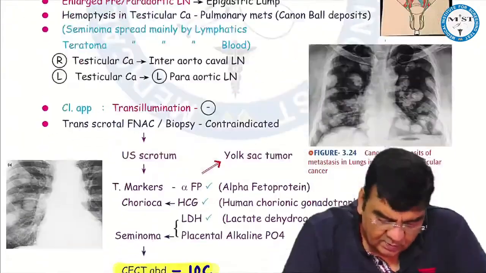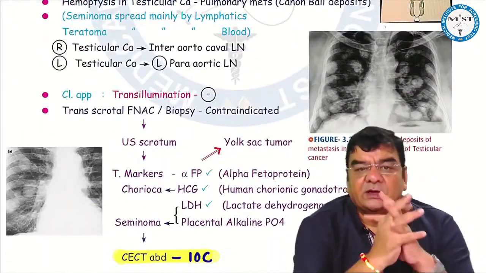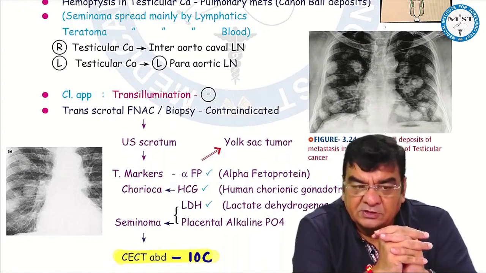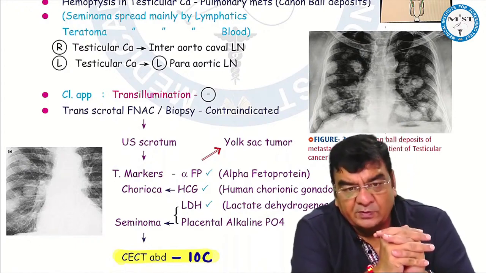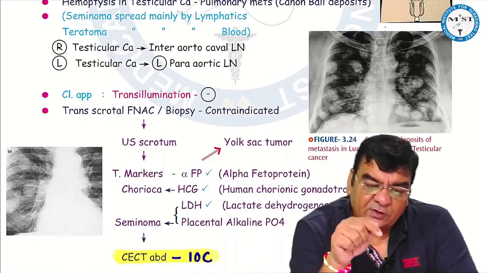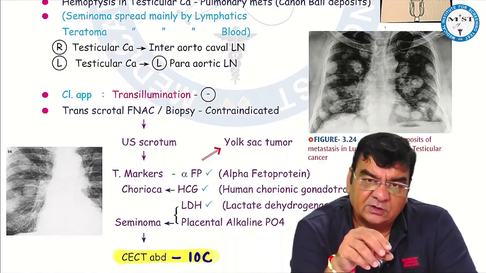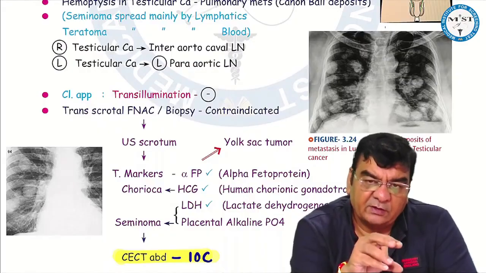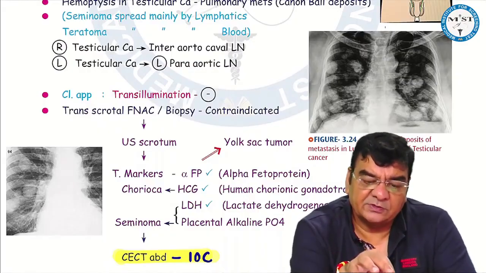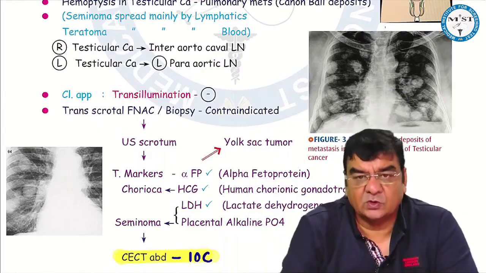Now, if a patient presents with scrotal enlargement, we check for transillumination. If it's a tumor, transillumination will be negative. Transscrotal FNAC or biopsy is absolutely contraindicated because if transillumination is negative, it can be a tumor, and if it's a tumor, doing a transscrotal FNAC or biopsy can spill the cancer cells in the scrotum.